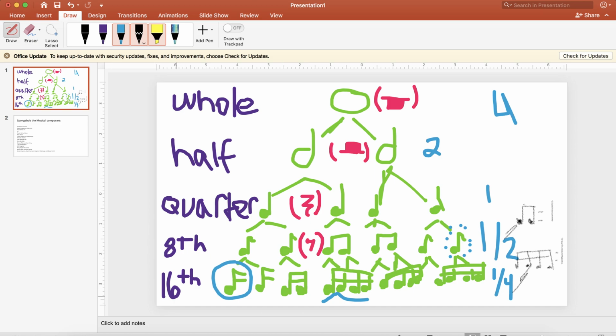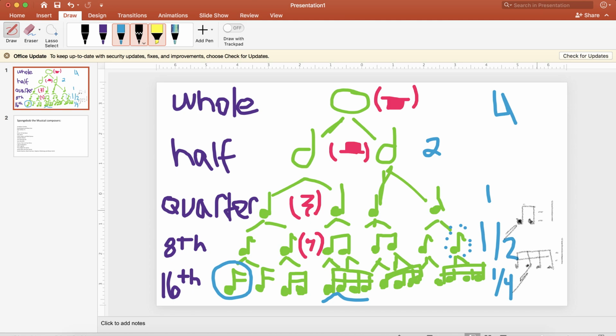Anywho, 16th notes, 1 by itself is 1/4 of a beat. That's why we keep 4 of them together. That's why we beam them. And that equals 1. Now, the reason that 16th notes have 2 beams is because 8th notes only have 1, and we have to be able to tell the difference.